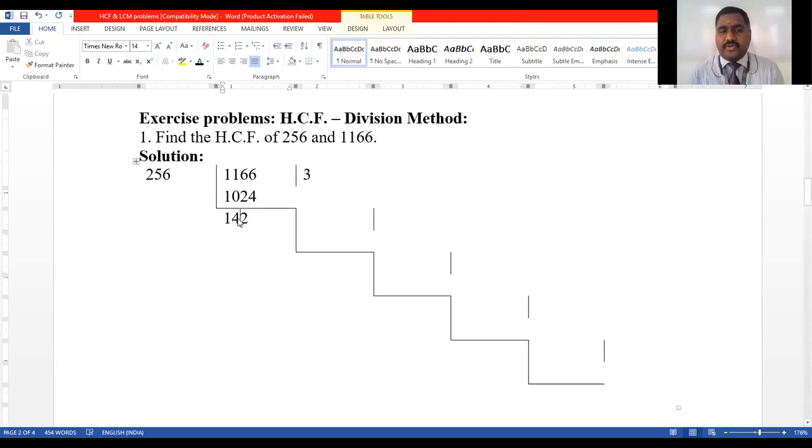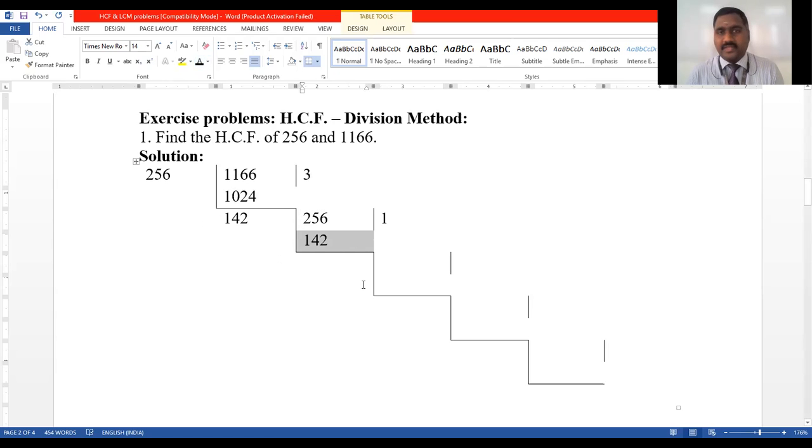Again, this 256 should be divided by this remainder. Please understand. First, the highest number should be divided by the lowest number, and then on the right side put how many times it can be multiplied. So 3 times 256 gives 1024, nearest to 1166, where you get remainder 142. And this remainder should be the divisor for the previous divisor, that is 256. Now how many times will 142 go into 256? Only one time. So you will get 142.